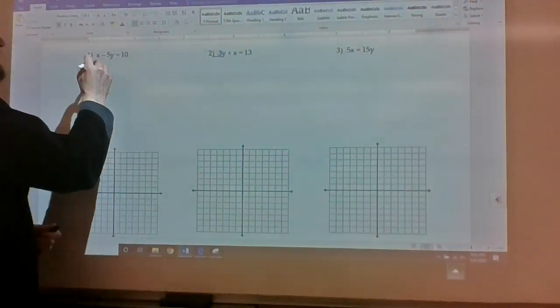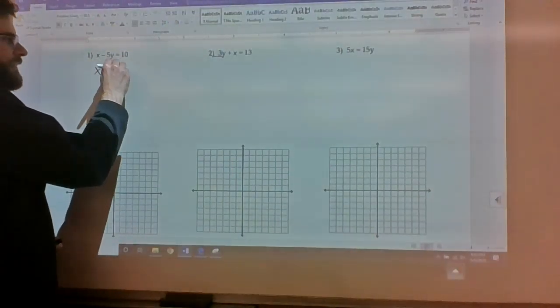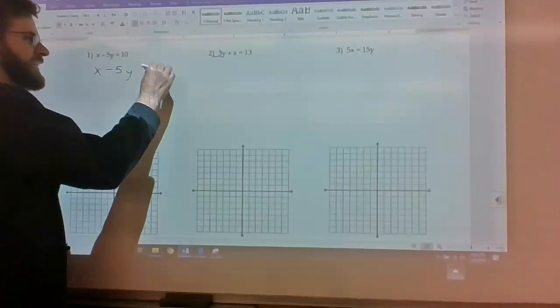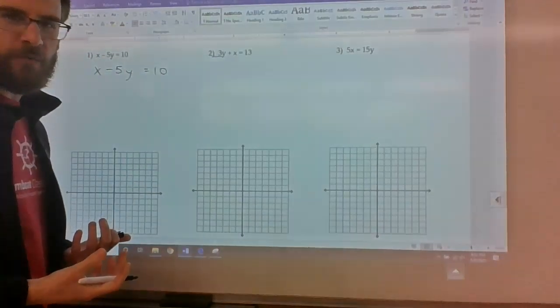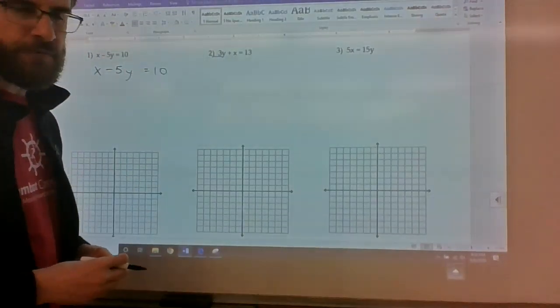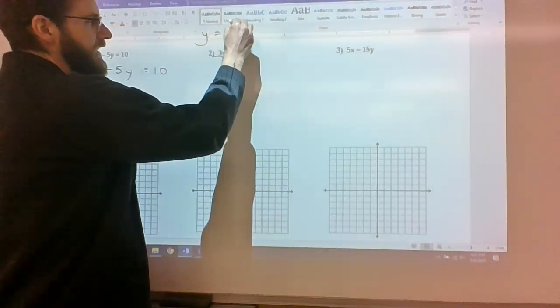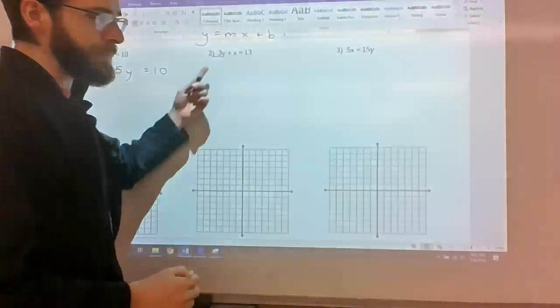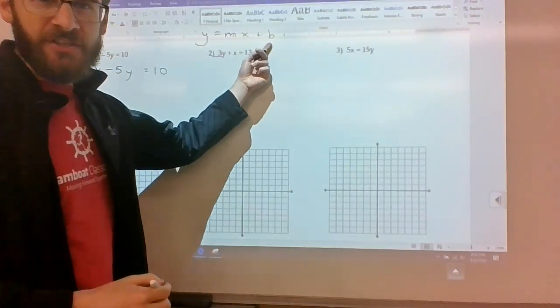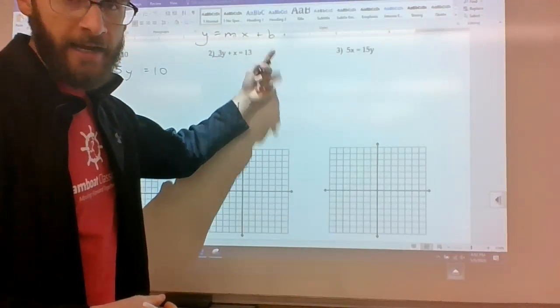So number one, x minus 5y equals 10. You guys have pretty much seen how to do this already. I'm just reviewing some concepts for you. Remember, the template is y equals mx plus b. M is the rise over run. B is the starting point or the place where it crosses the y-axis.